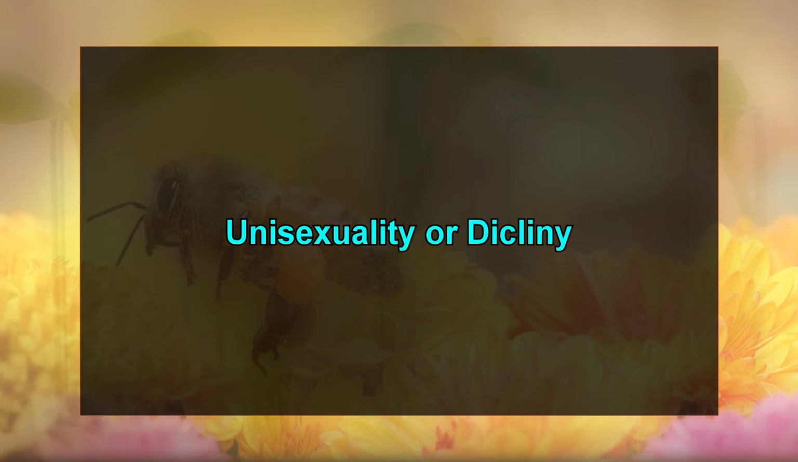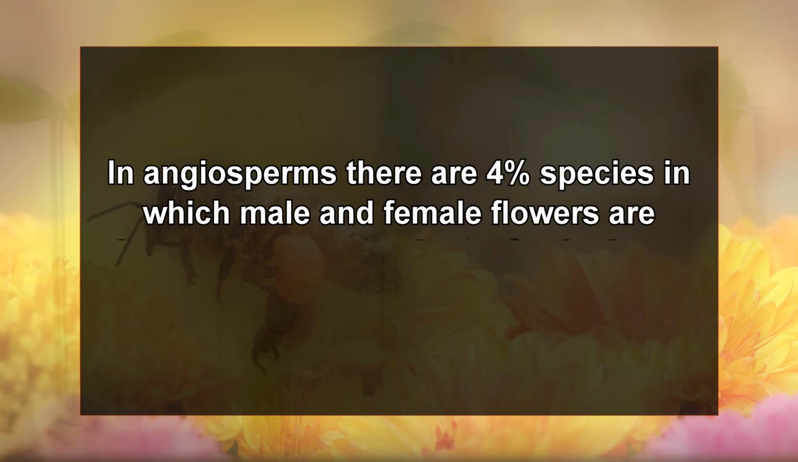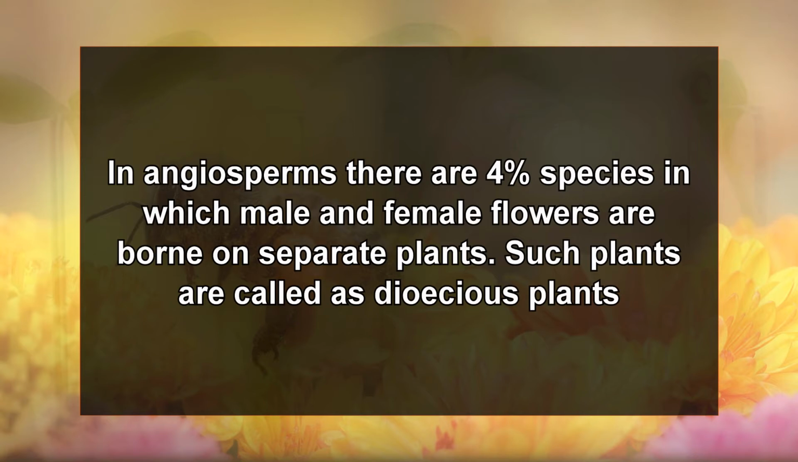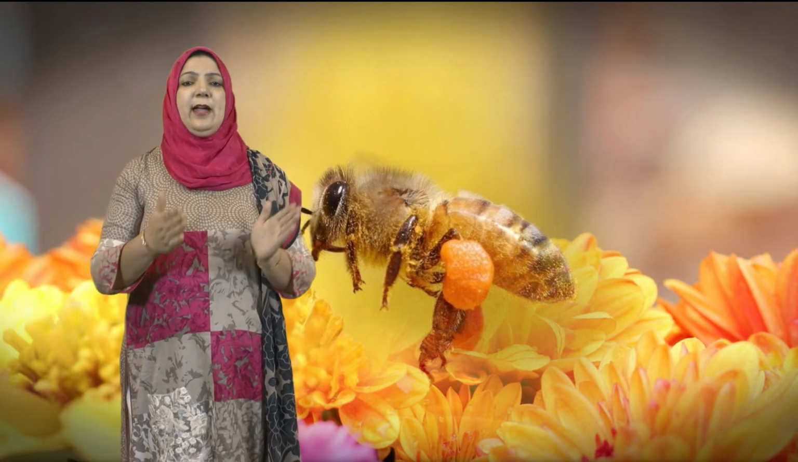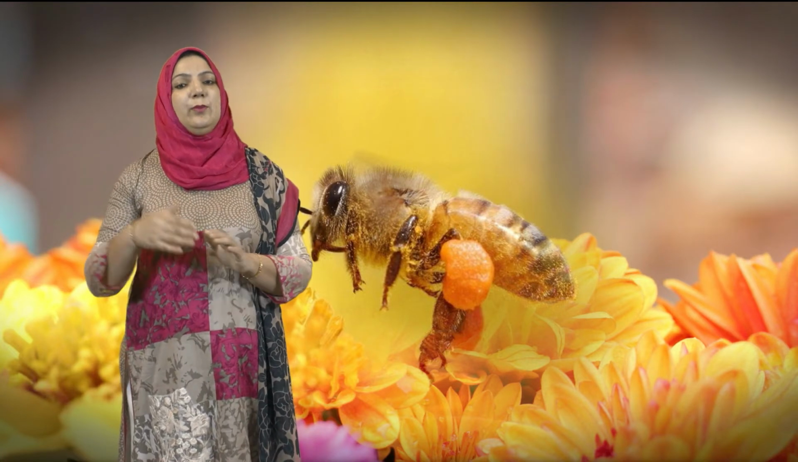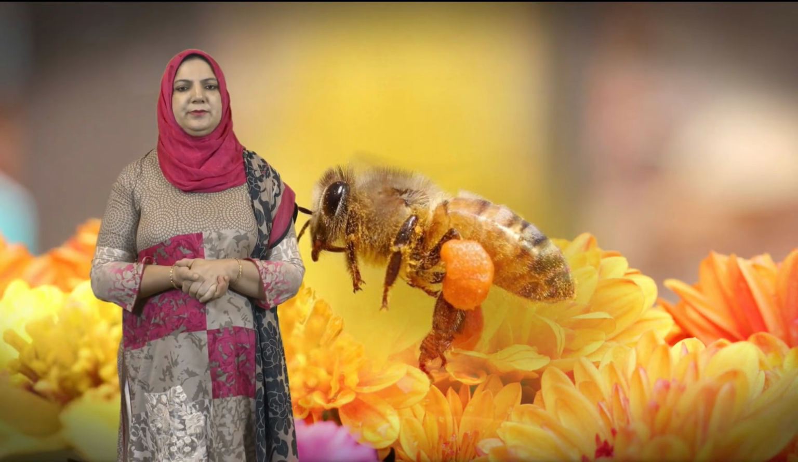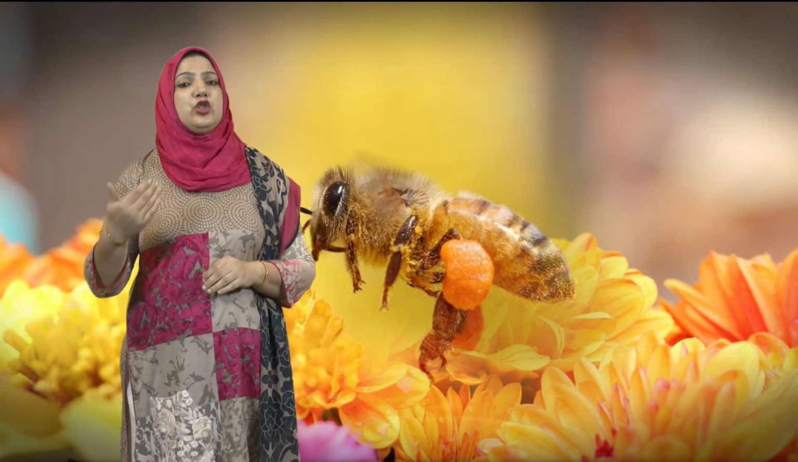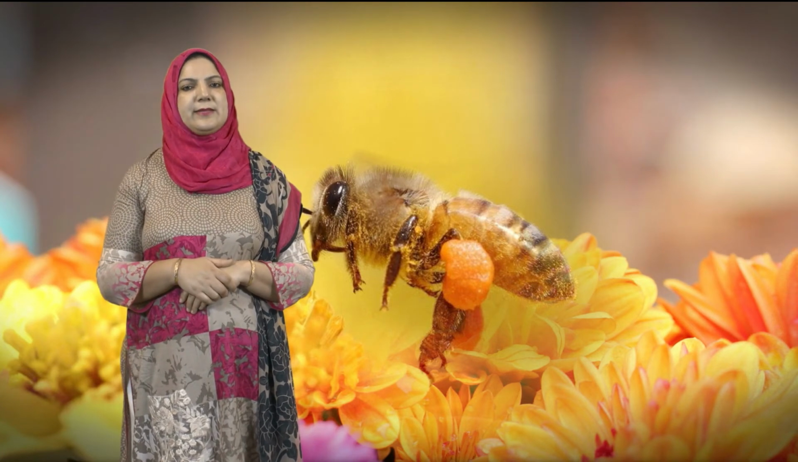First, unisexuality. In angiosperms, there are 4% species in which male and female flowers are born on separate plants. Such plants are called dioecious plants. In dioecious plants, cross-pollination is the rule, as the male and female unisexual flowers are born on separate plants, thus leaving no chance for self-pollination to occur. Then there is dichogamy. It is a mechanism to prevent self-pollination and promote cross-pollination in bisexual flowers.